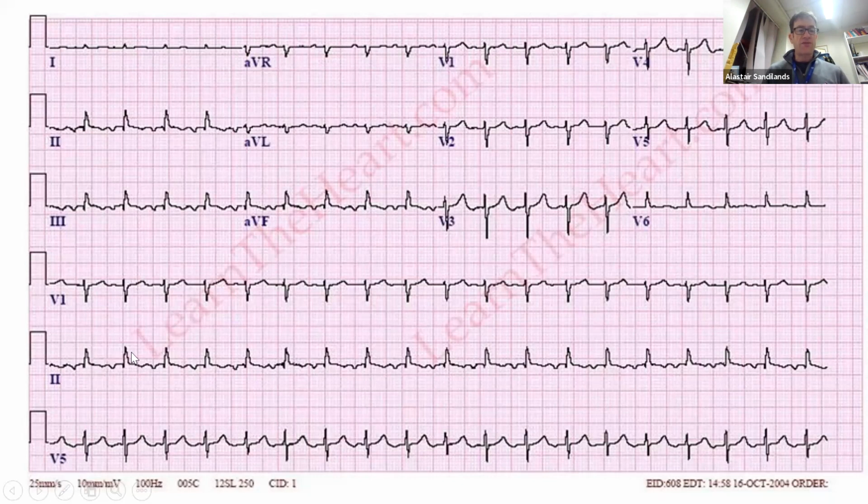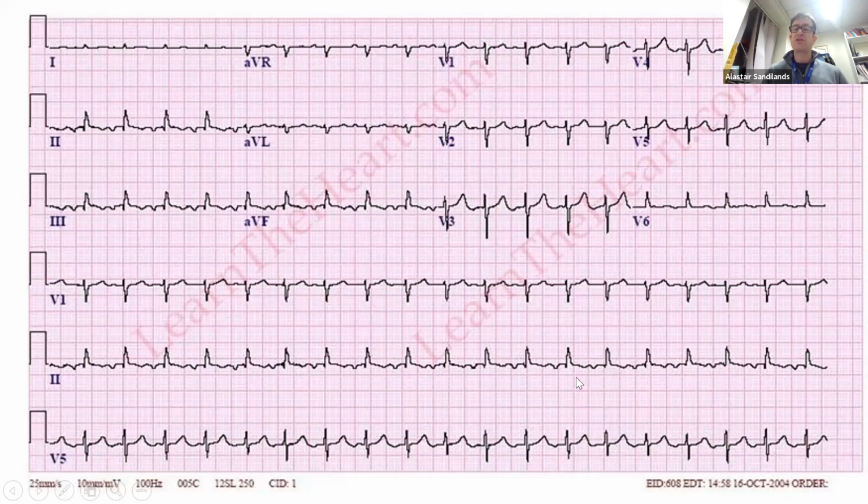Okay, so we have a tachycardia. Definitely. About 130 beats a minute. We have a narrow QRS. We can check everywhere else. Yep, the QRS is narrow. Okay. Is the rhythm regular? Yeah, the spacing between every QRS is the same.